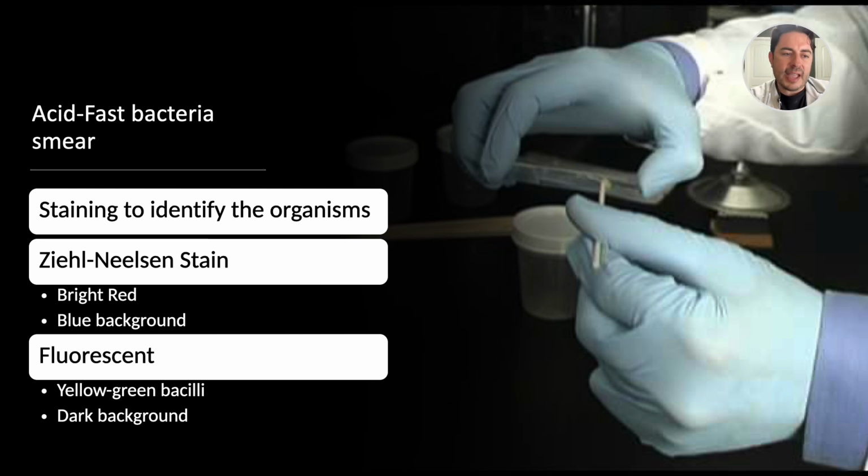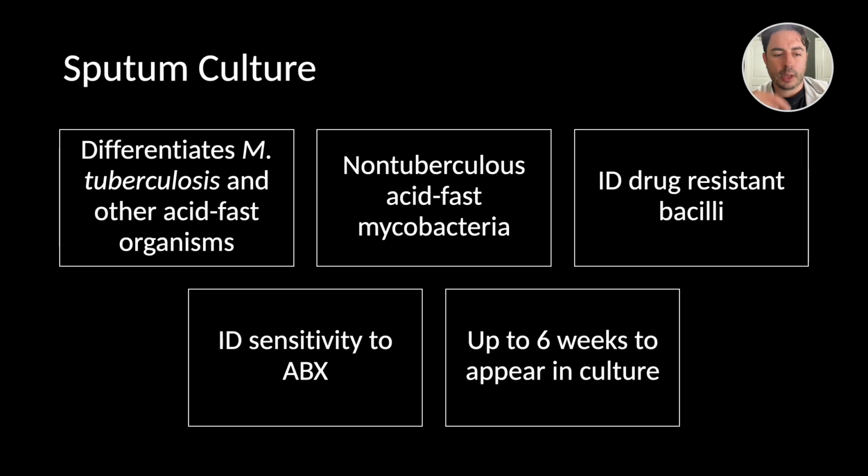When we look at the acid-fast smear, this is staining the sputum. This is from a sputum sample, and we have two different tests that we can do here. We can do the Ziehl-Neelsen stain or the fluorescent stain. When we look at the fluorescent stain, you're going to have a dark background with yellow bacteria. When you look at the Ziehl-Neelsen stain, you're going to have a blue background with red bacteria. So two different tools that we can use to evaluate the sputum culture.